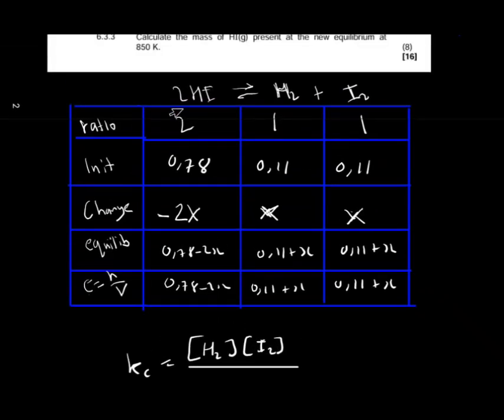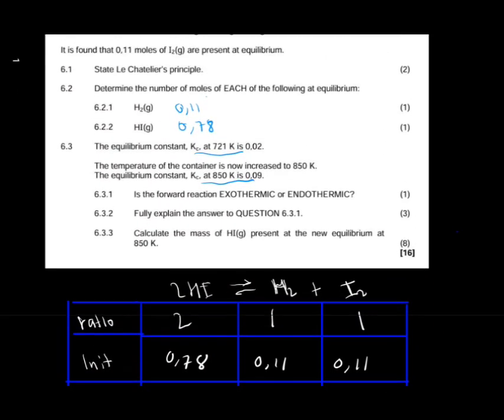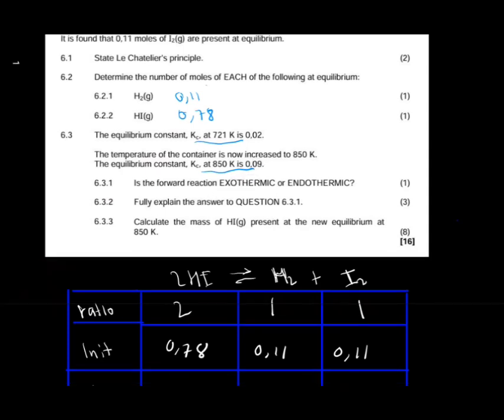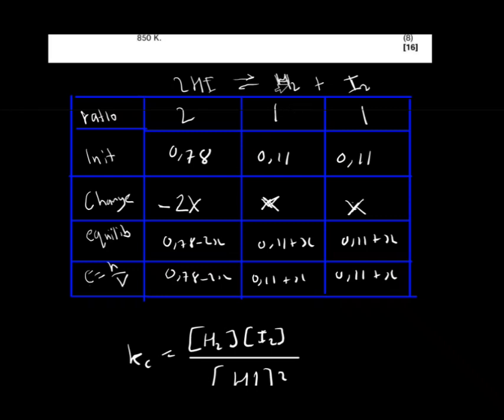Alright, so the reactants is HI. So we're just going to say [HI] squared, right? We are given the equilibrium constant for the new equilibrium, which is 0.09, so we're just going to say 0.09. And then we have the concentration of H2, which is just this part, but they're both the same.